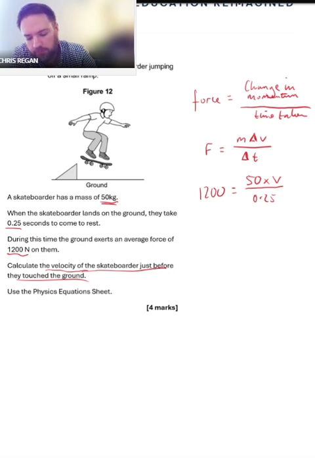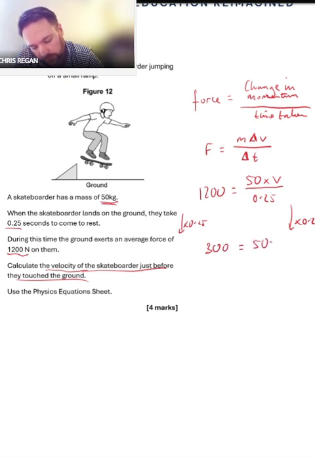The reason I said the change in velocity is just the velocity is that it's going down to 0, so the change is actually the same as the value the velocity starts at. So now we just need to rearrange. Multiply both sides by a quarter. You have a calculator, so you don't need to do this manually, but multiplying by a quarter is the same as dividing by 4, so that gives us 300 equals 50V.